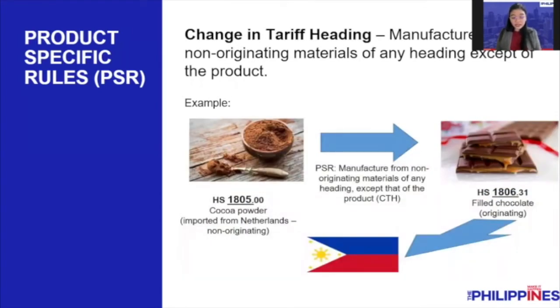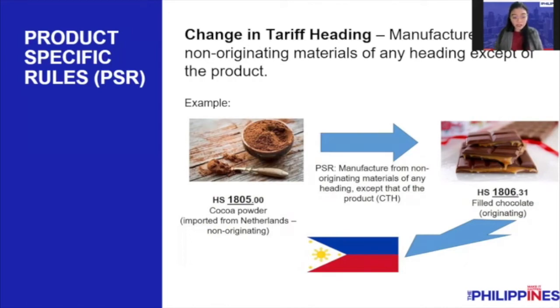For change in heading, instead of the usual CTH, or change in tariff heading, the agreement indicates manufacture from non-originating materials of any heading except of the product. So here is an example of the application of CTH or change in tariff heading.